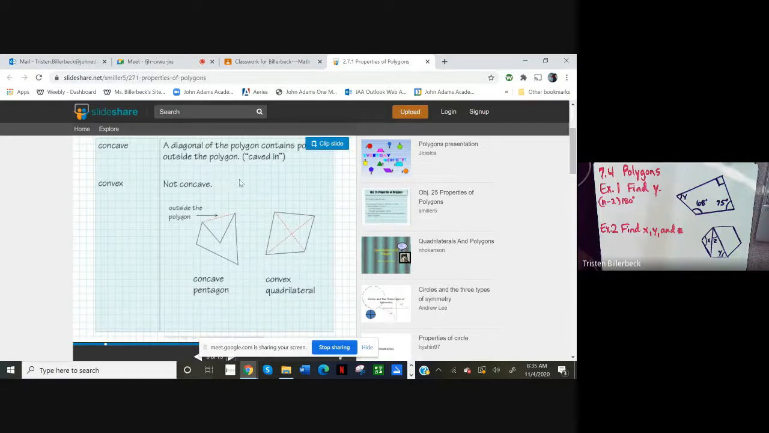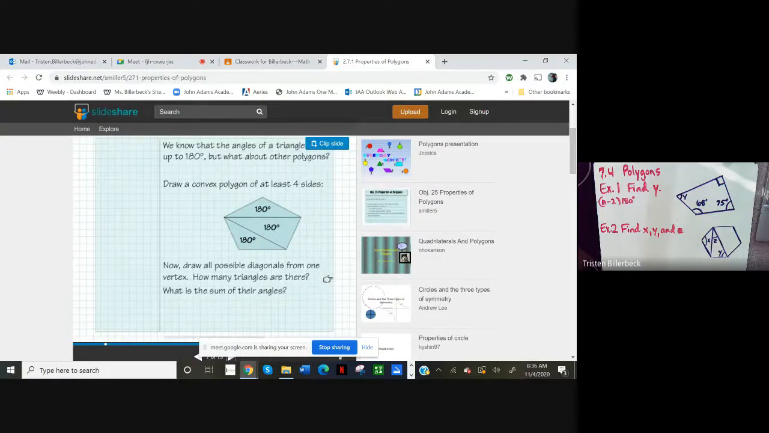Okay, so concave. A diagonal of a polygon contains points outside the polygon, or caved in. So if you can have a little caveman hang out in a cave like this, then it's concave. Convex means there are no caves for the little caveman to hang out in. So concave means there is a cave. Convex means no cave. Remember, con means with, so with cave.